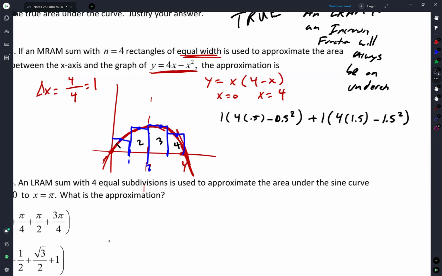The height is dictated by the curve. The curve is 4x minus x squared. So I'm just plugging an x value into my 4x minus x squared so I can figure out what the y value is. Okay. Wait, so then you get the 1? I'll show you how to do it fast. The 1 is your delta x, width times height.